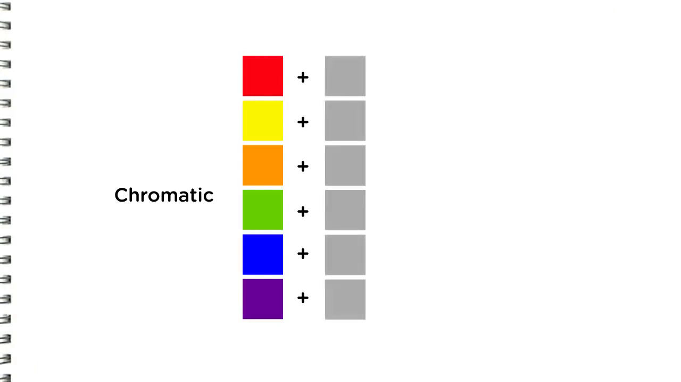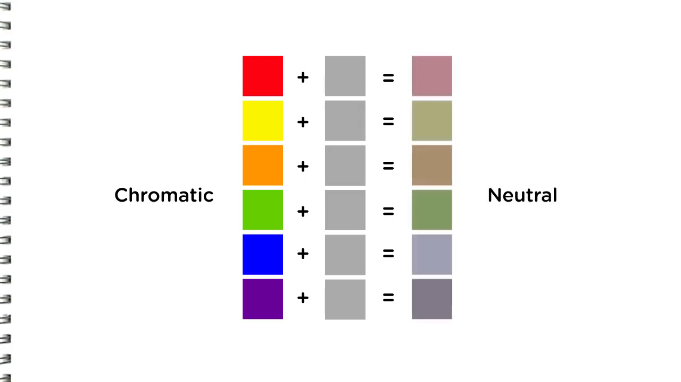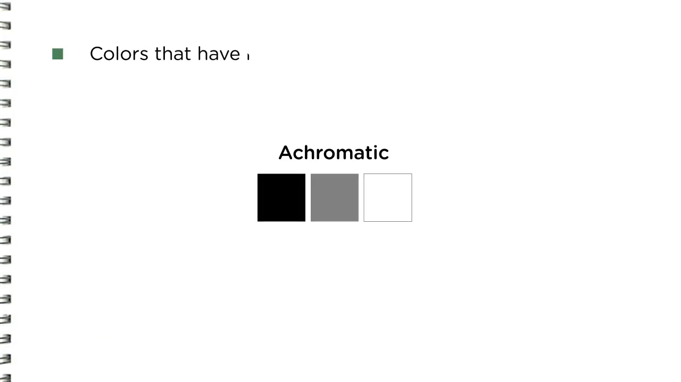Chromatic colors are colors that are high in saturation, just like all of the colors on the color wheel. Neutral colors have minimal saturation. These would be warm and cool colors. Achromatic colors are colors that have no saturation whatsoever. This would be white, black, and gray.